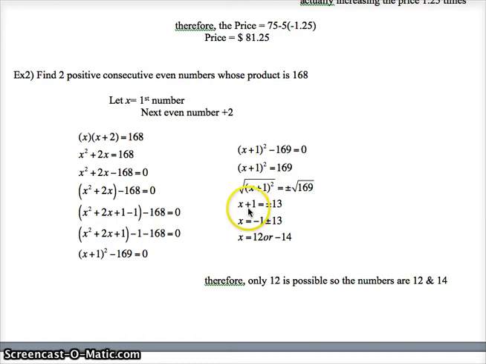We then simplify the brackets by subtracting 1, and then we're doing negative 1 plus 13, which will give us 12, and negative 1 minus 13, which would give us negative 14. But remember our restriction that they had to be positive numbers, so therefore we can eliminate the negative 14, so only 12 is possible. So the two consecutive even numbers are 12 and 14.